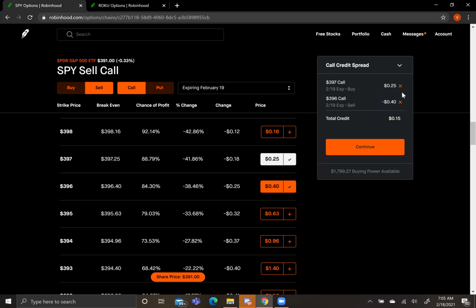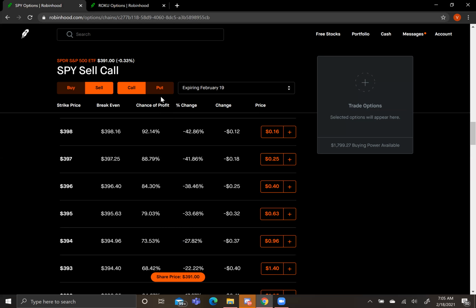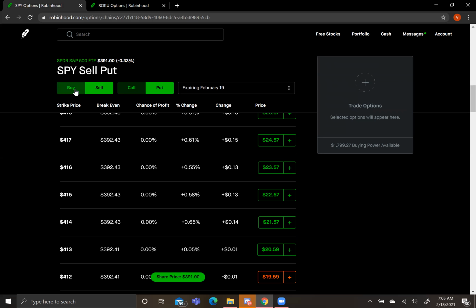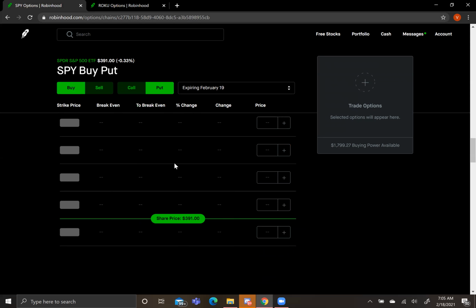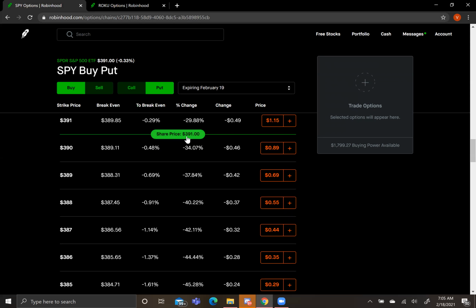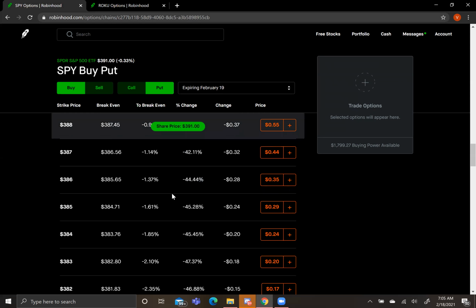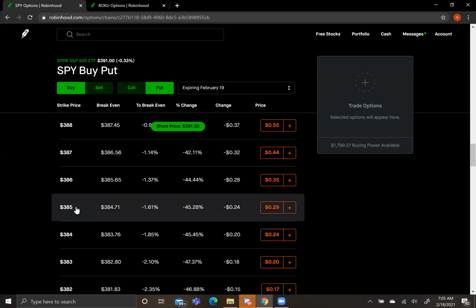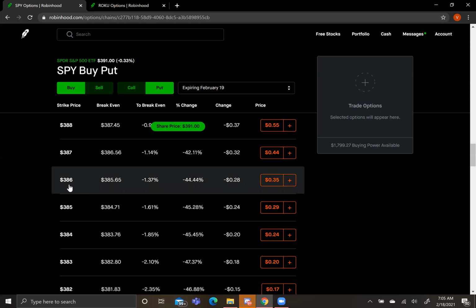I'll show you an example of a put credit spread real quick. So it's the same scenario. We're just going to click on put, change this to buy real quick, and then click on the share price. The current share price of SPY is trading at $391 as of this morning. So let's say, for example, we want to do the 385, 386 put credit spread. When you do a put credit spread, your goal is you want SPY to go up. You're bullish on the stock.